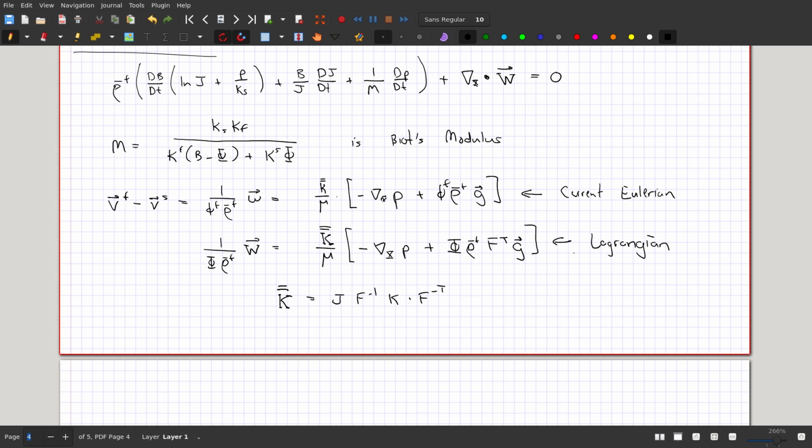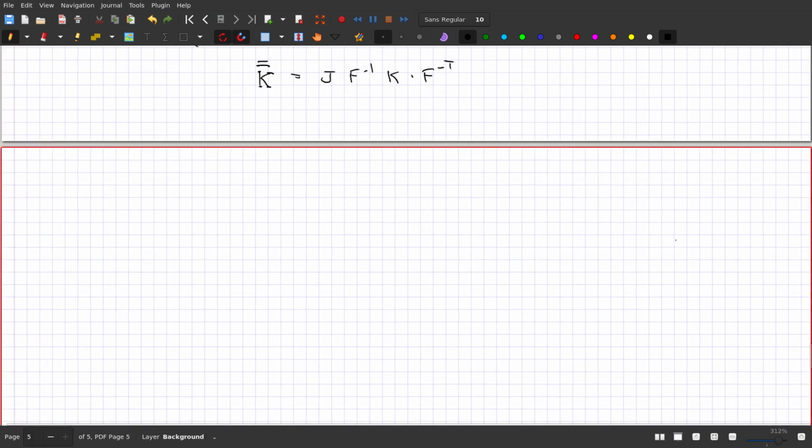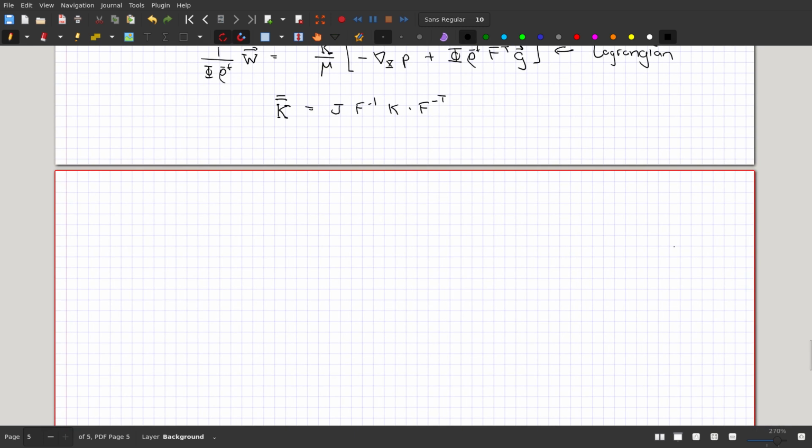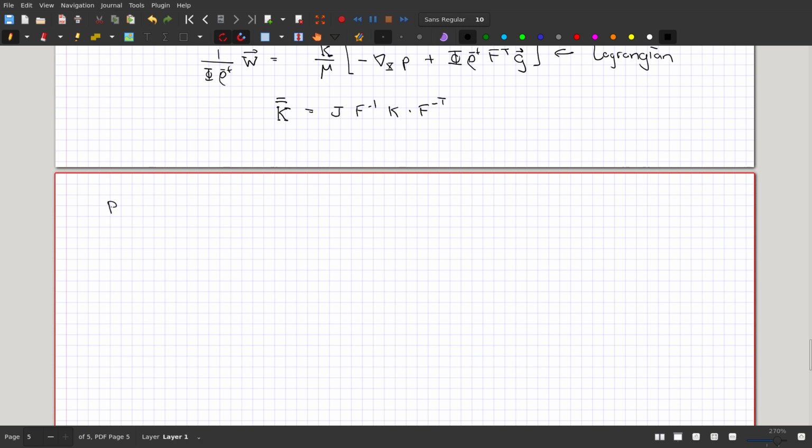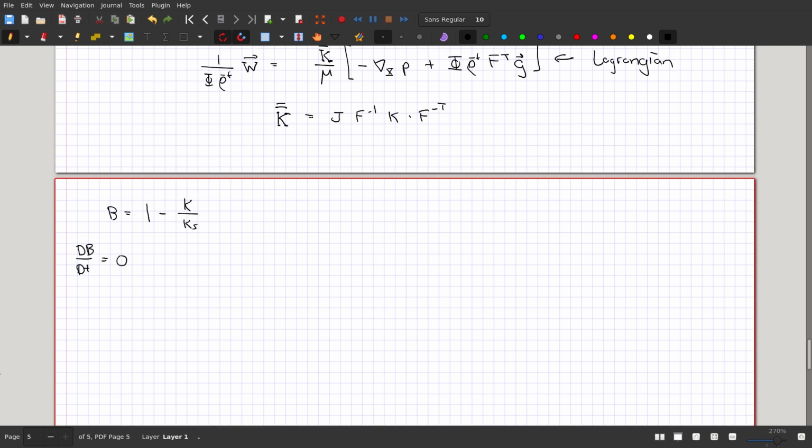So that's the full finite deformation theory. Let's linearize it. Remember, we already linearized B, and it turns out that it's just 1 over K over Ks, right? That's just a constant, it's a number. Therefore, dB dt is going to be equal to 0.